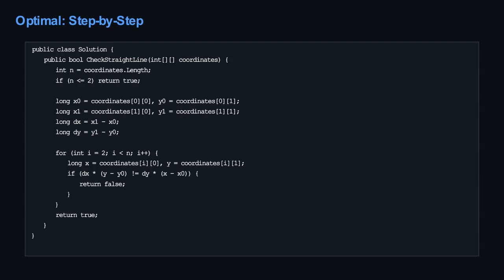We check if our original change in x, which is 1, multiplied by (4 - 2), equals our original change in y, which is 1, multiplied by (3 - 1). Both sides evaluate to 1 times 2, which is 2. They match. For the fourth point, (4, 5), x is 4, y is 5. We check if 1 multiplied by (5 - 2) equals 1 multiplied by (4 - 1). Both sides are 1 times 3, which is 3. They also match. Since all checks pass, the points are collinear.